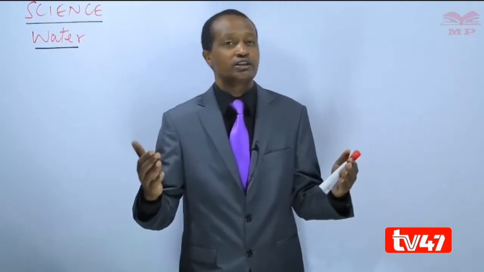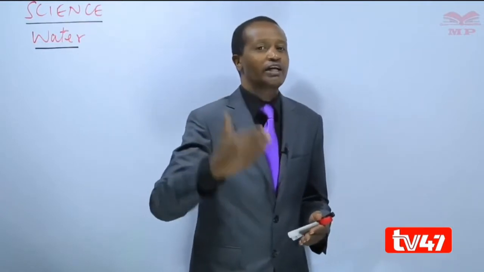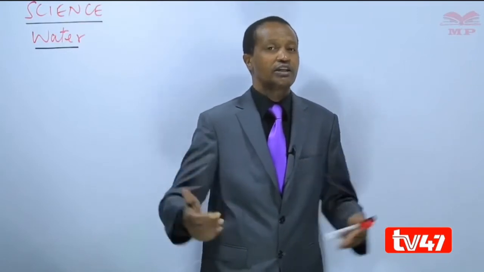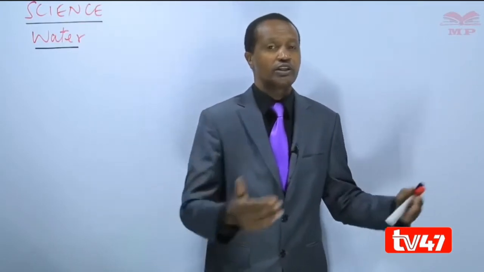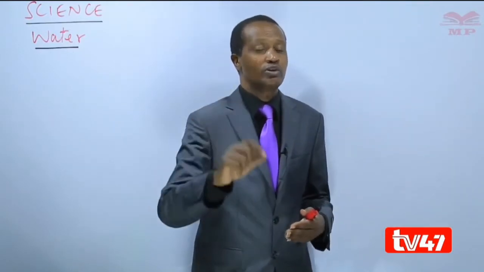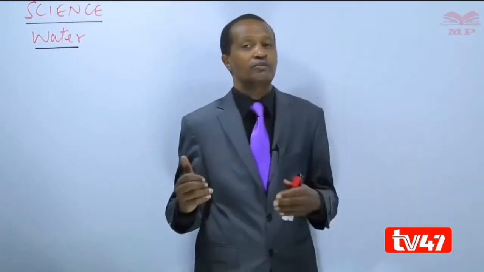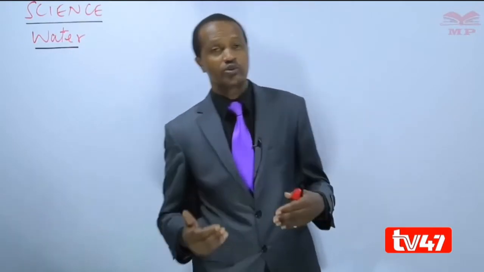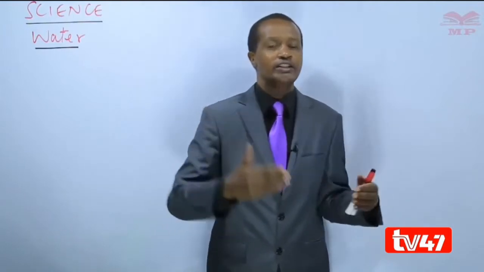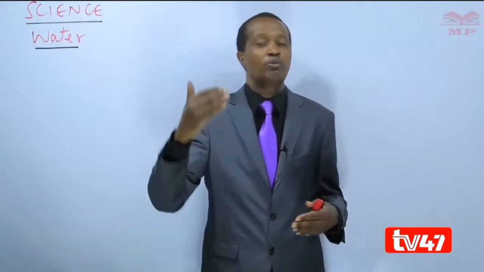We also said that pollutants can either be in form of liquids, solids, or gases. Then at the end of the lesson, I gave you an assignment, which I hope you have done. Learners, make sure all assignments are done. If you didn't do that assignment, please go back and do it. Then come and proceed with this lesson where we want to discuss the ways in which water can be contaminated or polluted.